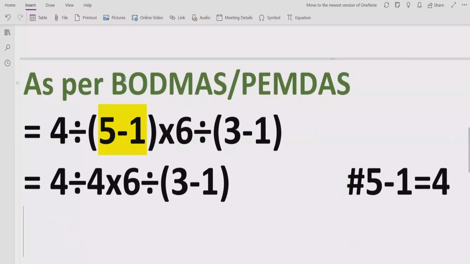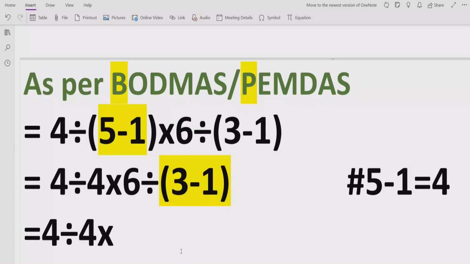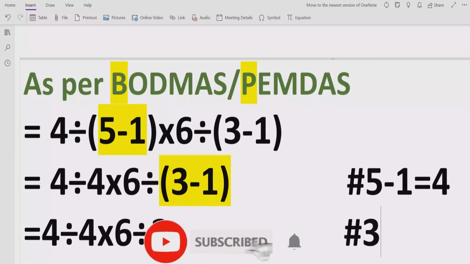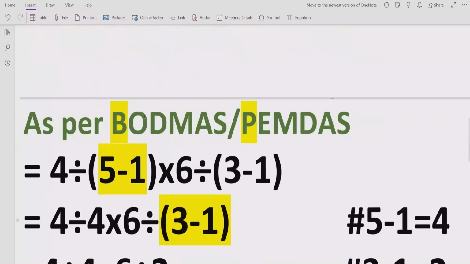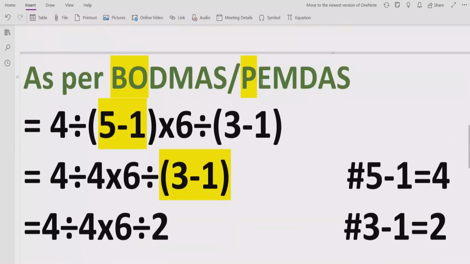Now move forward. Step number 1, we have to repeat until we have solved all the brackets or parentheses. Now this time we have 4 divided by 4 multiplied by 6 and divided by 3 minus 1, it becomes 2. And here we have to give the reference: 3 minus 1 equals 2. Now we have solved the brackets. Now we have to see the exponent part, or order of operation. But in our expression, we do not have any number which has a power. So we can skip this one.